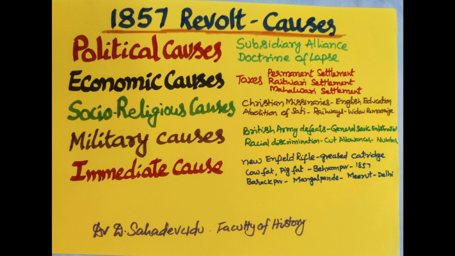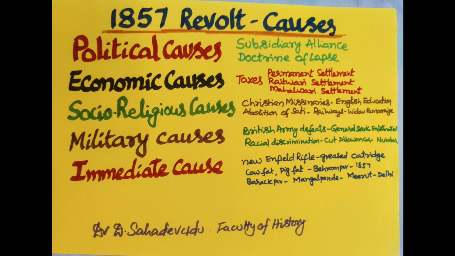In Berhampur and Barrackpore, the sepoys raised their rebellion against the British. Mangal Pandey shot his superior officer in Barrackpore. In Meerut, the sepoys refused to use the new Enfield rifle. They raised a rebellion against the British and went to Delhi. This is the beginning of the 1857 revolt.